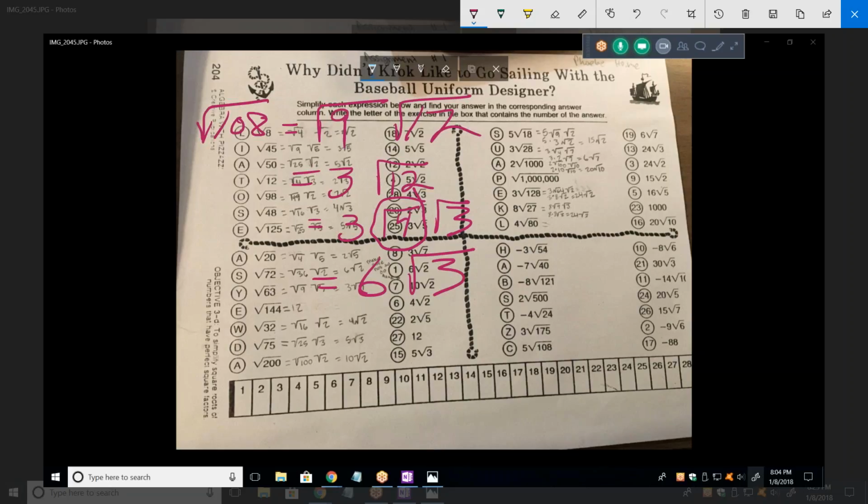Notice that 108 is also root 36 times root 3. And that immediately turns into 6 times root 3. So once again, if you can find factors where one of them is a perfect square, you'll eventually get to the right answer. But you'll get there quicker if you can find factors where you're looking at the maximum perfect square number.